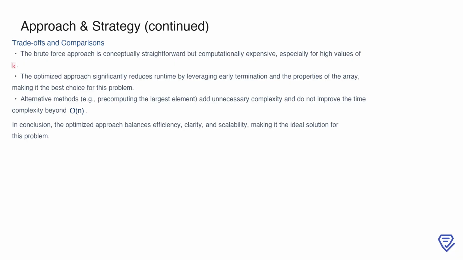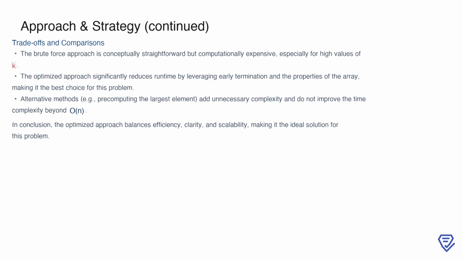When comparing the approaches, there are clear trade-offs. While the brute force method is conceptually simple, it is computationally expensive, especially when the value of k is high. On the other hand, the optimized approach significantly reduces runtime by leveraging early termination and the distinct nature of the array. This makes it far more efficient without sacrificing clarity.